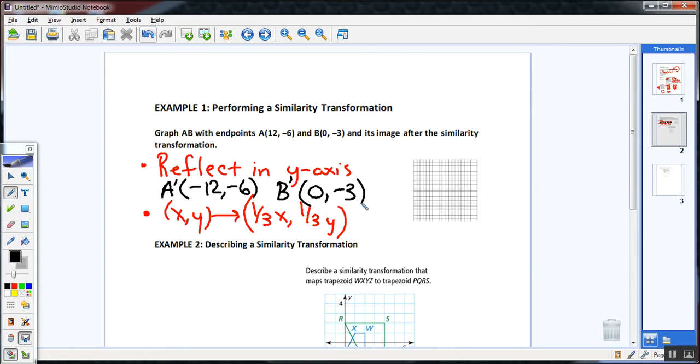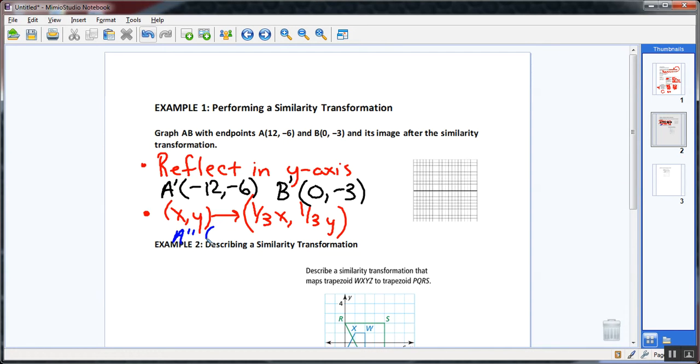So where are my image points going to fall? I'll call this A double prime. Where does A double prime end up? What's 1/3 of negative 12, in other words? Negative 4, and what's 1/3 of negative 6? Negative 2. So where is the final A going to rest when we do all these moves? (-4, -2). You tell me where B prime is going to lie. (0, -1). Okay, so B double prime.